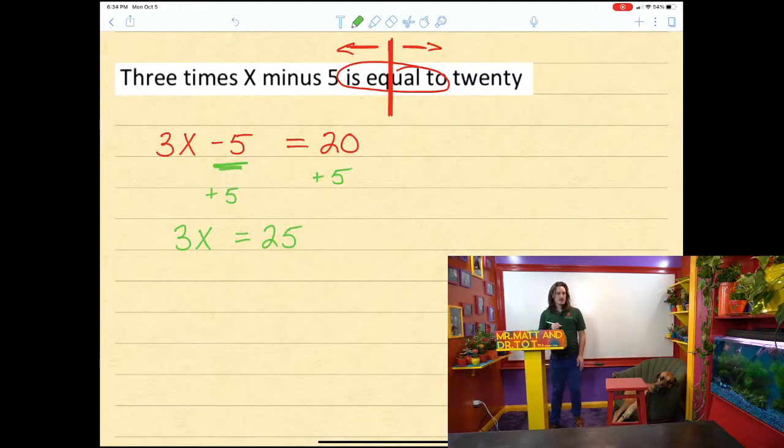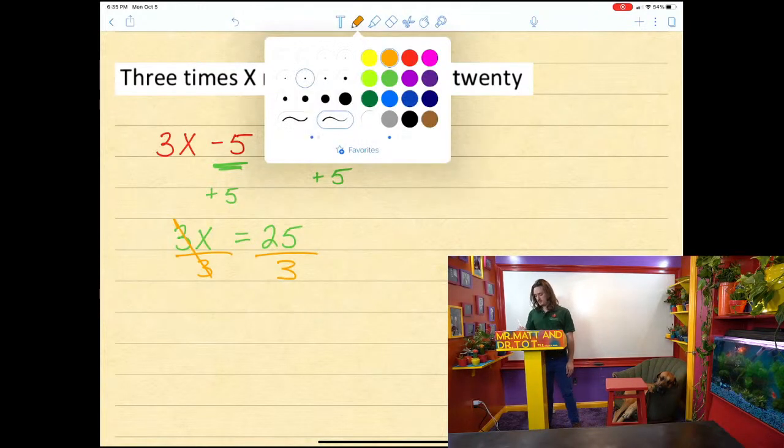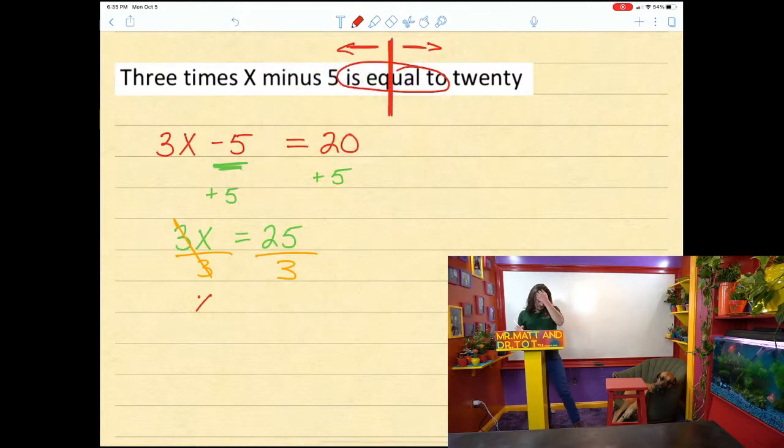Now that's kind of a complicated number, but I left it as a fraction because it doesn't reduce, right? 25 is not divisible by 3. 24 is divisible by 3, but 25 is not. If I wanted to write it as a remainder, 25 divided by 3 is going to be 8 with a remainder of 1.